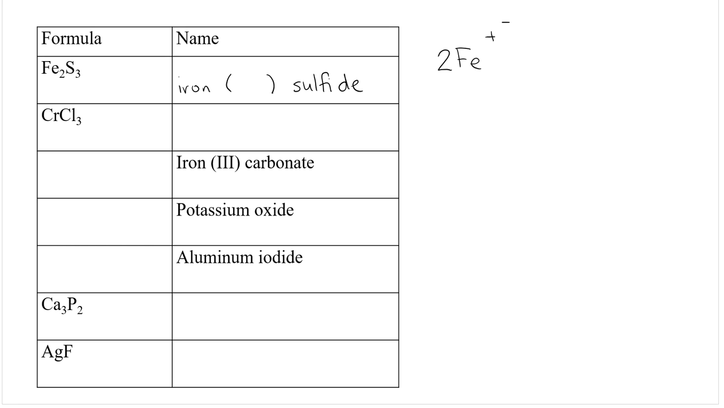We know it's going to have a positive charge because iron is a metal. Metals make cations. We don't know what its charge is, but that's what we're trying to figure out. But we know it's going to be positively charged.